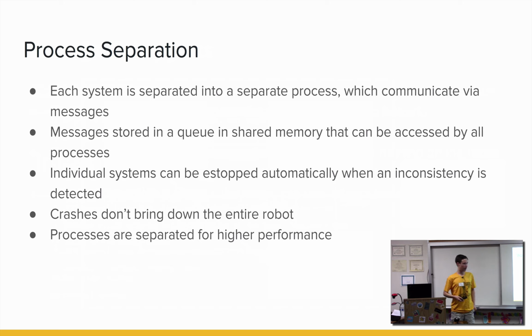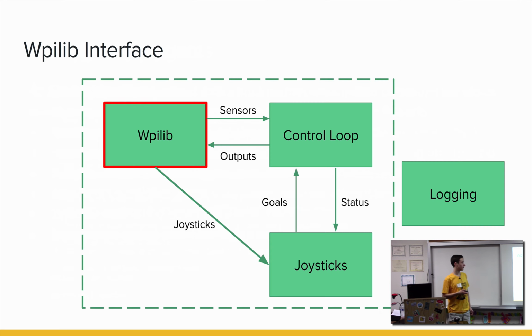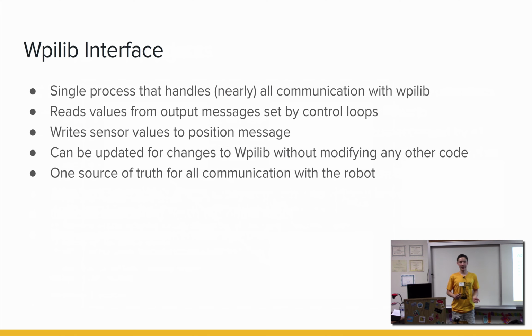So now I'm going to talk about some of the specific processes in this system. First, the Wpilib Interface. This is a single process that handles nearly all of our communication with the Wpilib libraries. As I said earlier, we don't have the calls to Wpilib in many parts of the robot. We have almost all of them concentrated in a single file that's created for each year's robot. This handles reading all the values from the sensors, making the calls to Wpilib, and creating those position and status messages. It also takes those output messages and writes those voltages out to the actual robot.